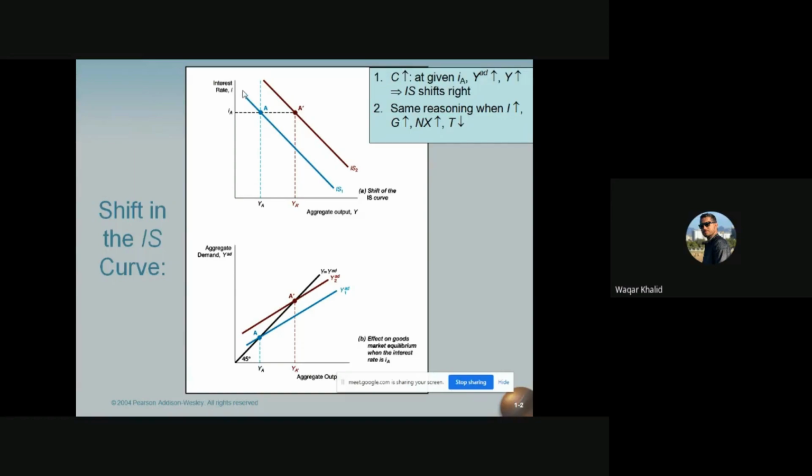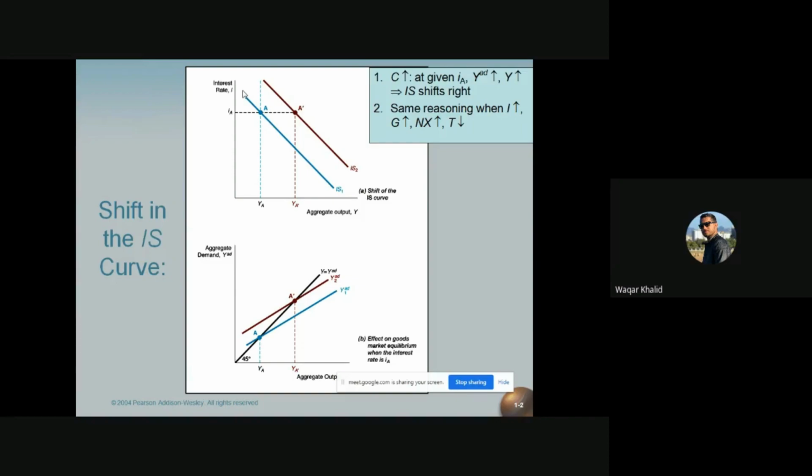The same analysis can be applied to every point on the initial IS curve. Therefore, a rise in autonomous expenditure shifts the IS curve to the right from IS1 to IS2. So this is the first and most important factor.